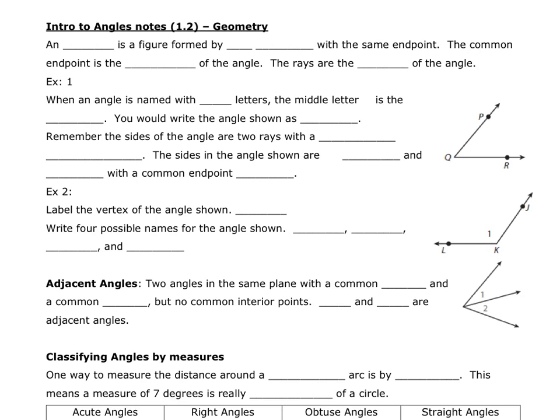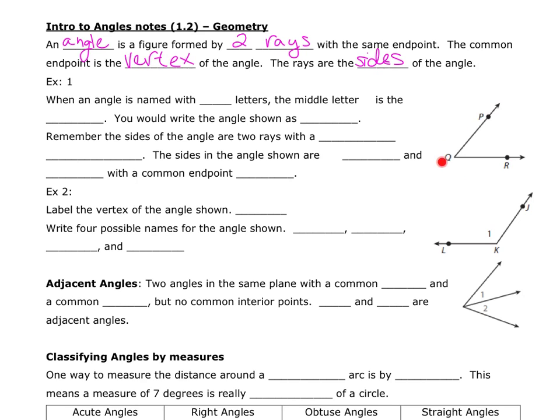In this video, we're going to talk about angles and just the introduction to a bunch of different varieties of angles you're going to see throughout the year this year in geometry. The first one is we have an angle is a figure formed by two rays with the same endpoint. The common endpoint is the vertex of the angle, and the rays are the sides that make up our angle.